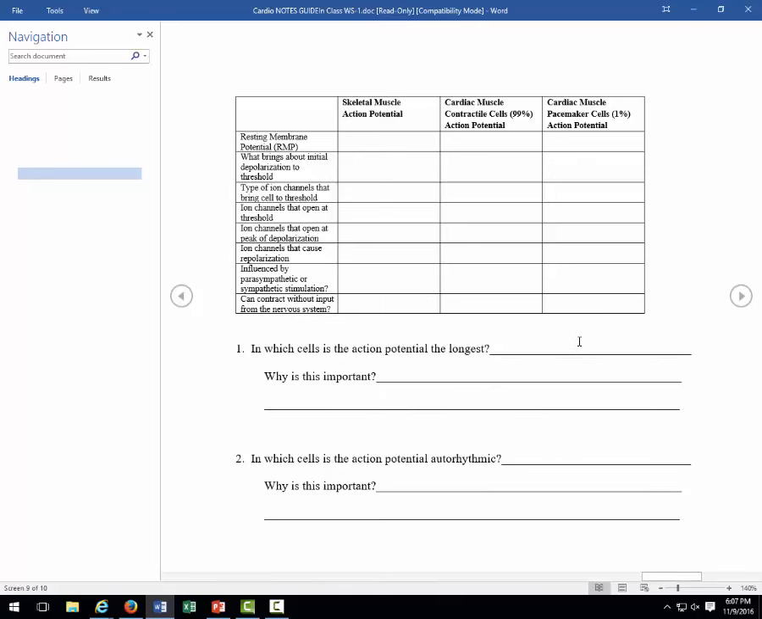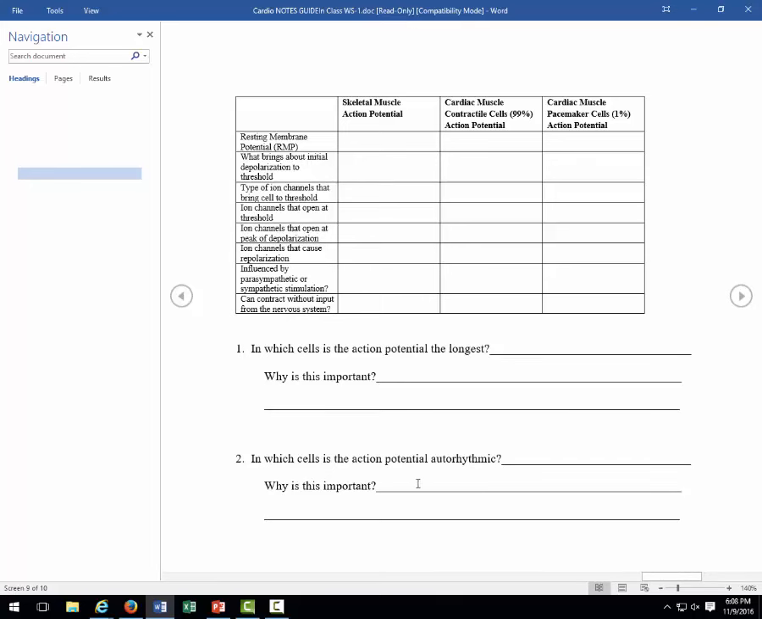So in which cells is the action potential the longest? Contractile cells, yep, contractile cells. And why is that important? Yep, gives the heart, when it's relaxing, time to fill. That plateau is just a resting period. It's repolarizing. The heart's no longer contracting.